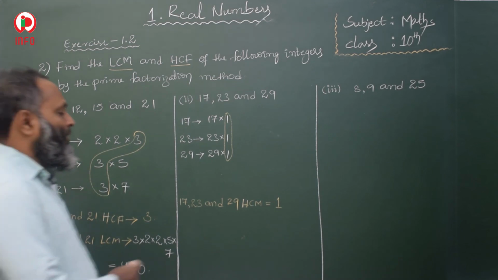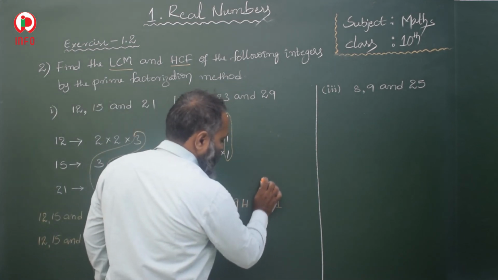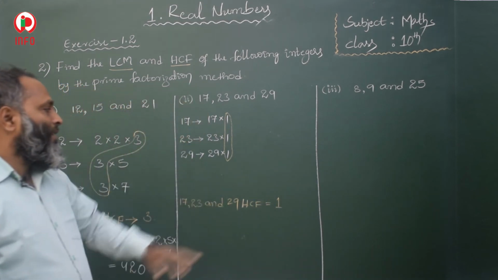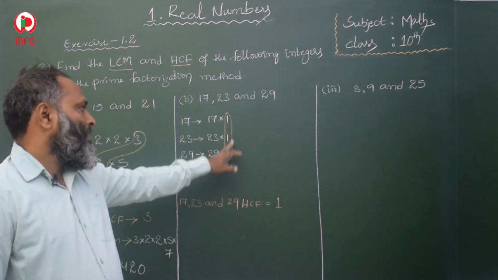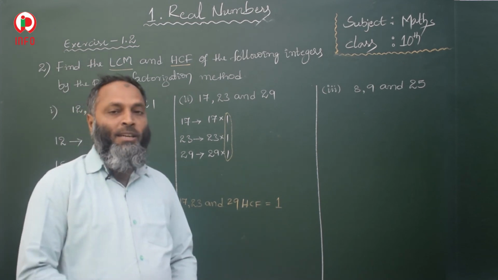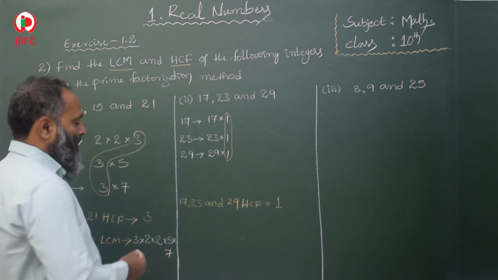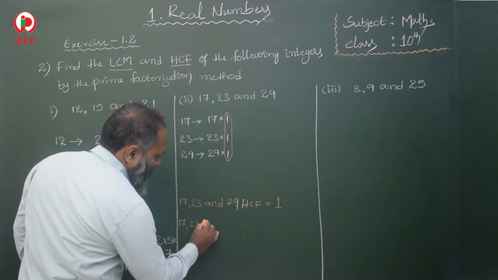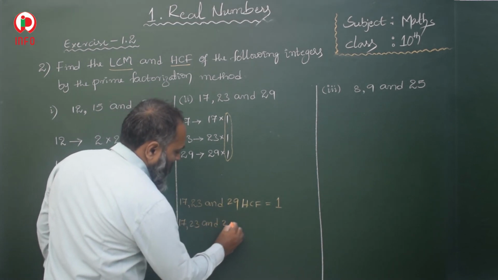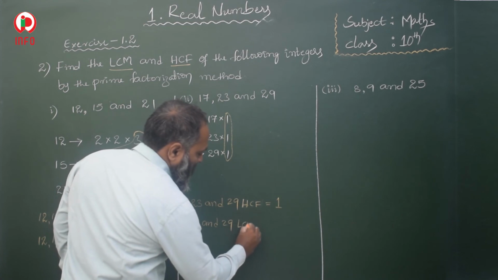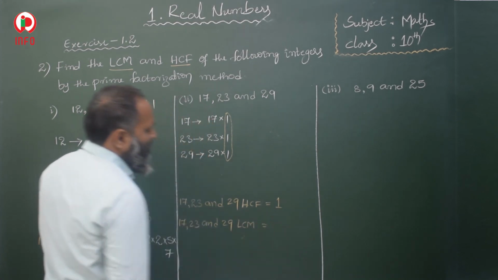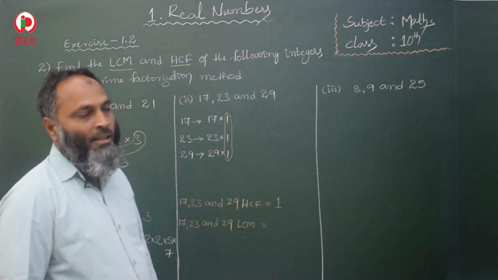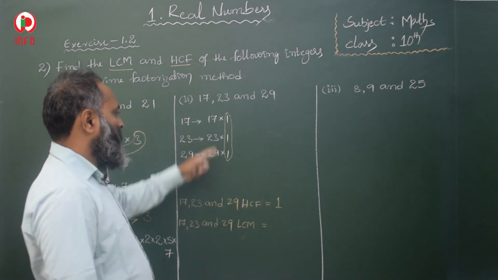So HCF means whatever is common in all the 3, that we have to write. Whatever is common in all the 3, that is 1. 1 is the HCF. Now after that, LCM, we have to find the LCM of 17, 23 and 29. For LCM, 1 is already common, so if you want you can take it, otherwise just multiply whatever is left.